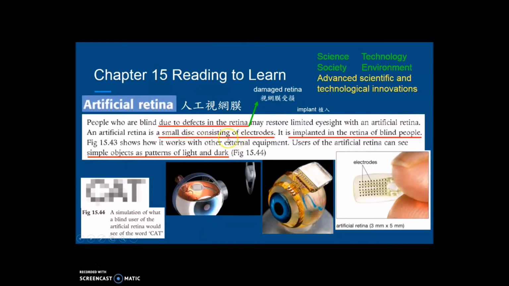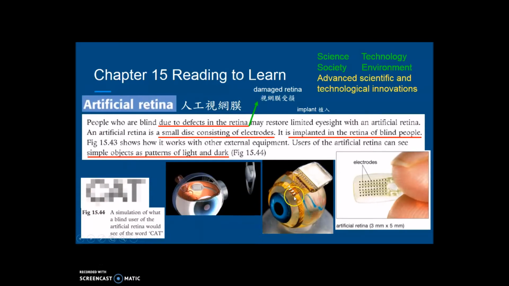So in this case, we just focus on the damaged retina, and the artificial retina is a small disc consisting of electrodes. The electrodes will emit some electrical signals to the retina to stimulate the retina. Then this disc will be implanted in the retina of the blind people. We shall take a look at how it works in the next slide. And later on, the people will see some simple images as a pattern of light and dark, just like this. So that's the picture of the artificial retina.